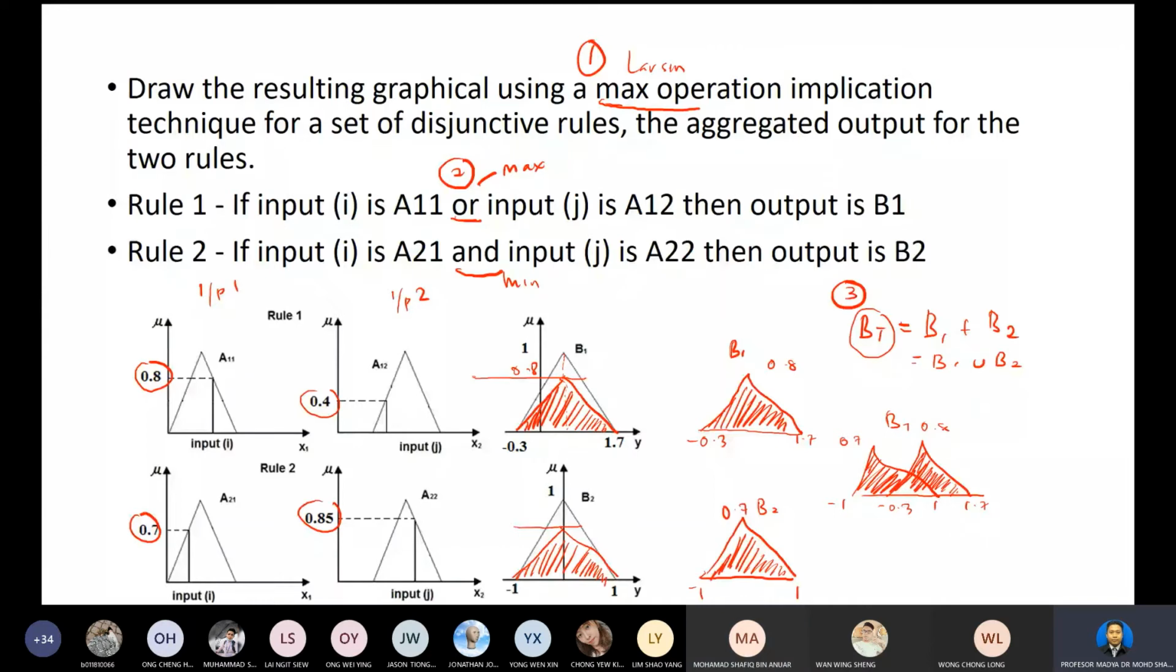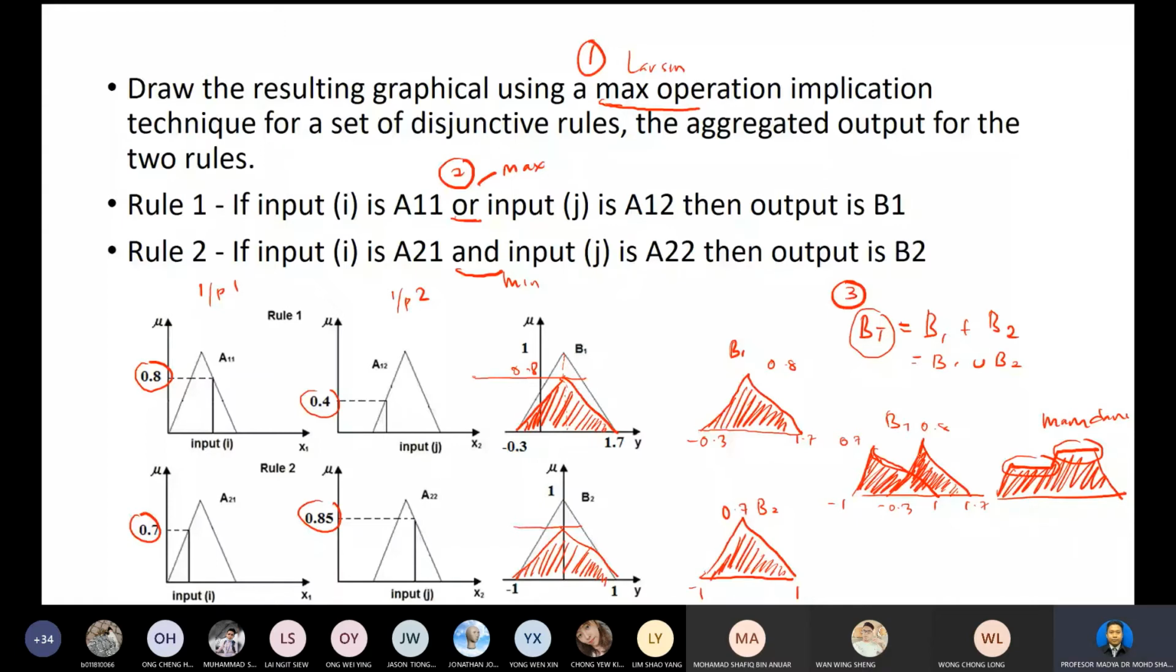Alright, class clear this one? So make sure for the inference engine, normally we have 2 techniques. We use the Larsen or we use the Mamdani. If you use the Mamdani, make sure our output will be like this, similar like this. For example, this is Mamdani. If you use the Larsen, that means our output will have the max here. So there is a difference between the Mamdani and Larsen.